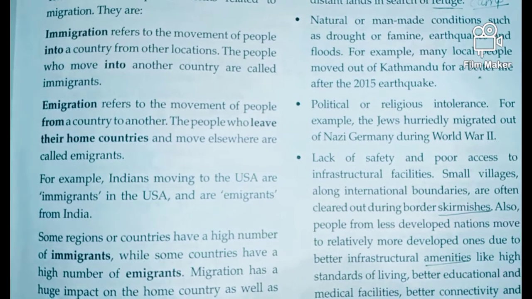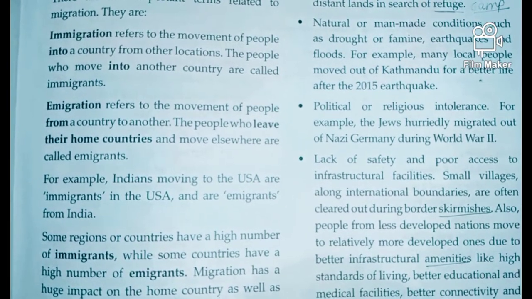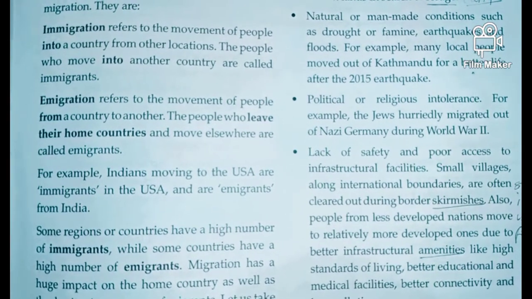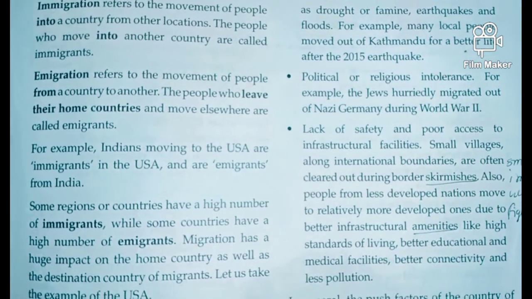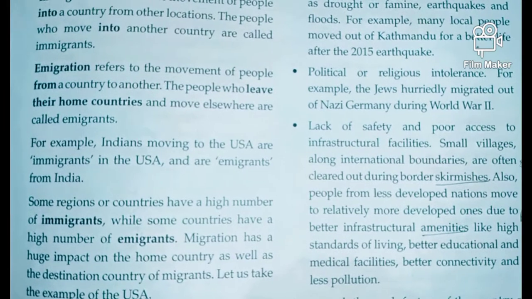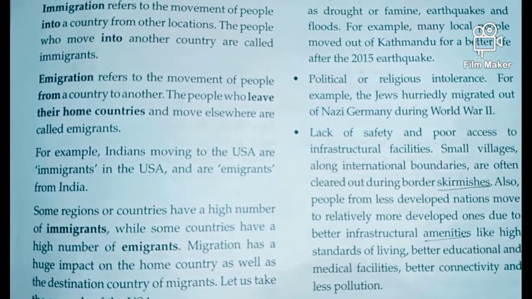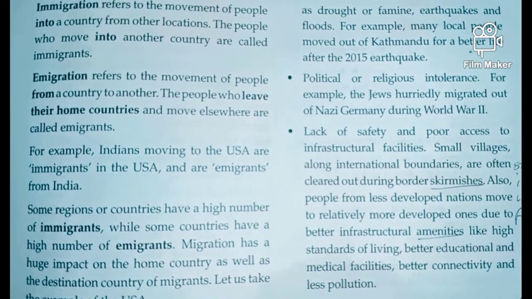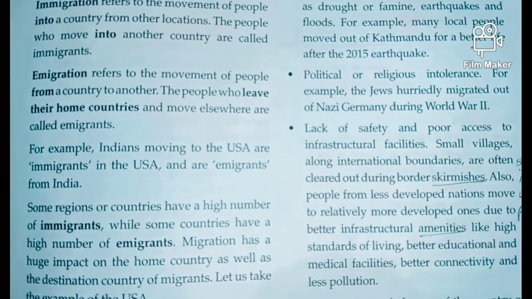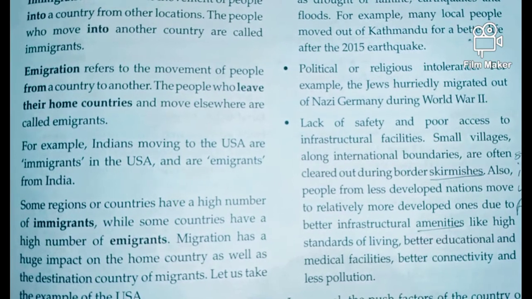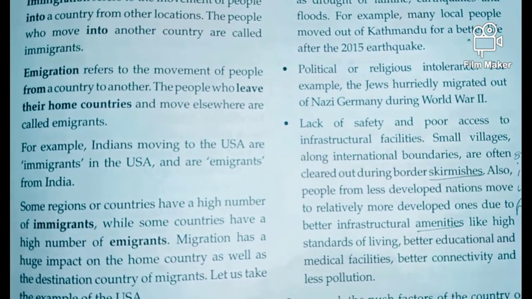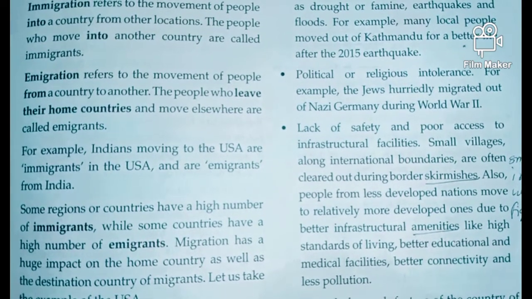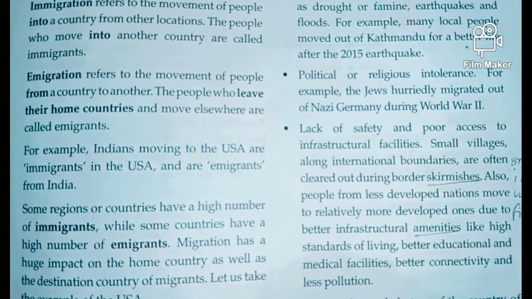The third point that we can widely discuss is political or religious intolerance, and that can be understood with the help of the example of the Jews. It is widely accepted that Jews were killed in their millions by the Nazis during the Second World War in Germany. So Jews were very afraid to live in Germany, and they transferred their lives to other countries. It's only because of political and religious interest.